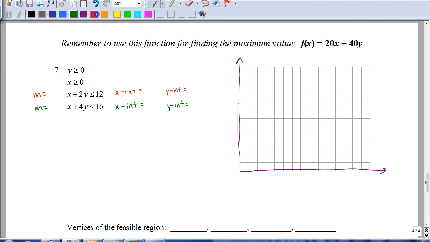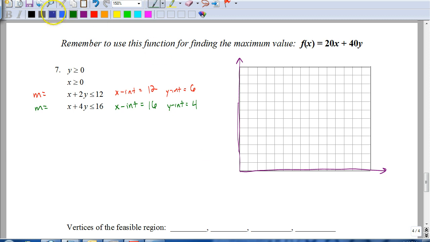Okay, let's start with the x and y-intercept. As a review, the x-intercept, which is where it crosses the x-axis, is where y is 0. So you can cover up the y and solve for x. My x-intercept would be 12. To find the y-intercept, you'd cover up the x and solve for y, so the y-intercept would be 6. For the next one, the x-intercept here is going to be 16, and the y-intercept is going to be 4.